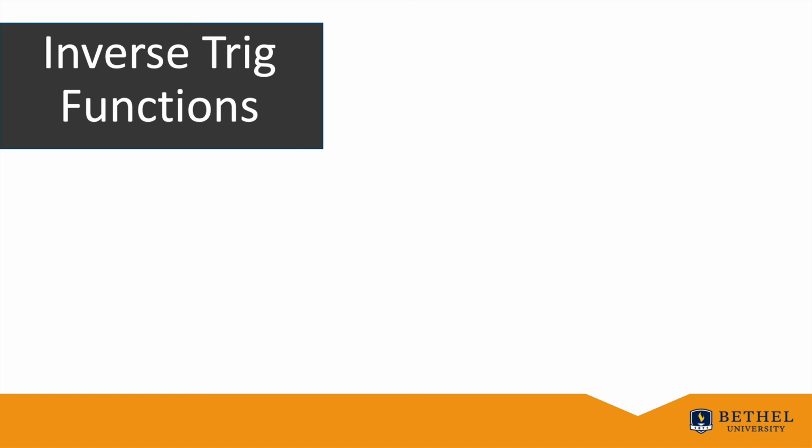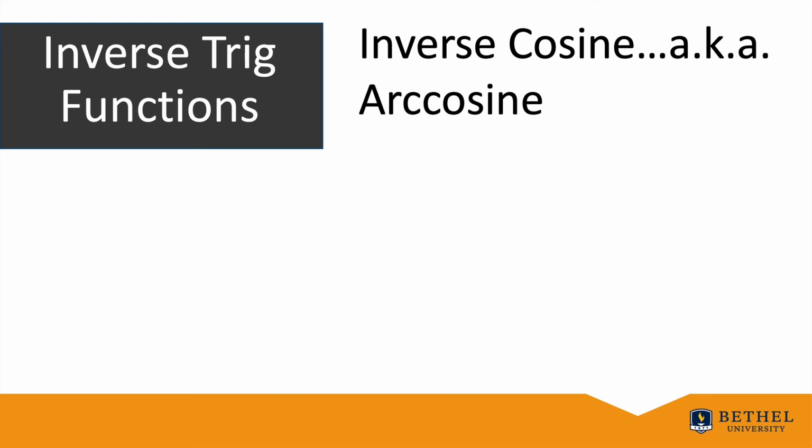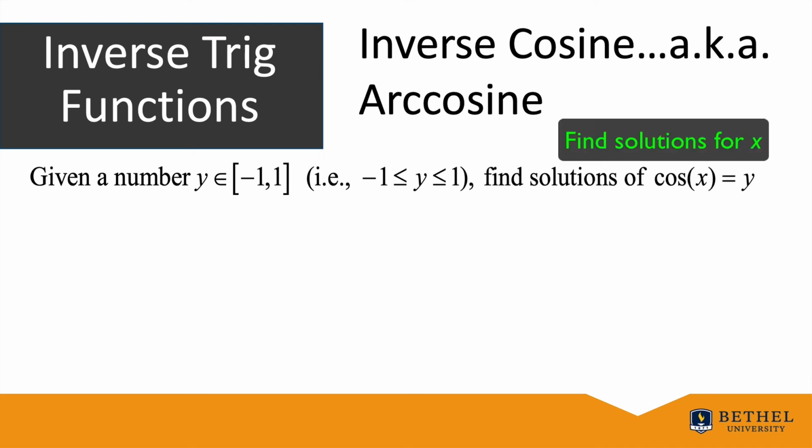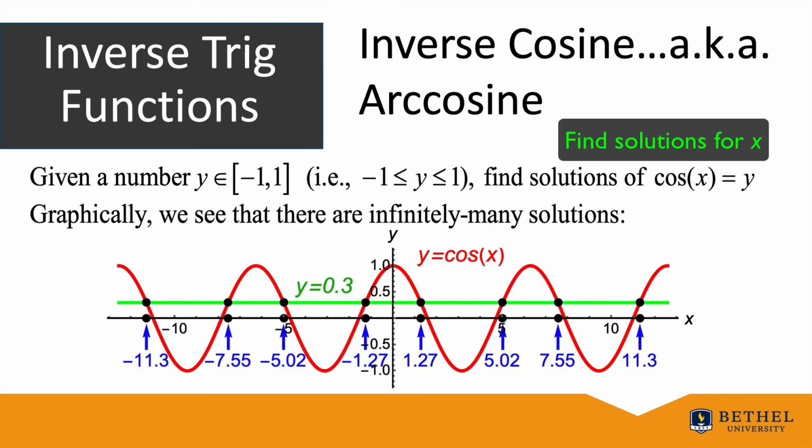In particular, let's look at the inverse cosine, also known as arccosine function. Given an arbitrary number y in the interval from -1 to 1, our goal is to find solutions of the equation cosine of x equals y. Graphically, because this is a periodic function, we see that there are infinitely many solutions, 8 of which are shown here when y equals 0.3. Infinitely many inputs will get mapped to any number y between -1 and 1 as an output. We could call this an infinity to 1 function. However, you might say the simplest solution is the first positive solution, which is approximately 1.27.